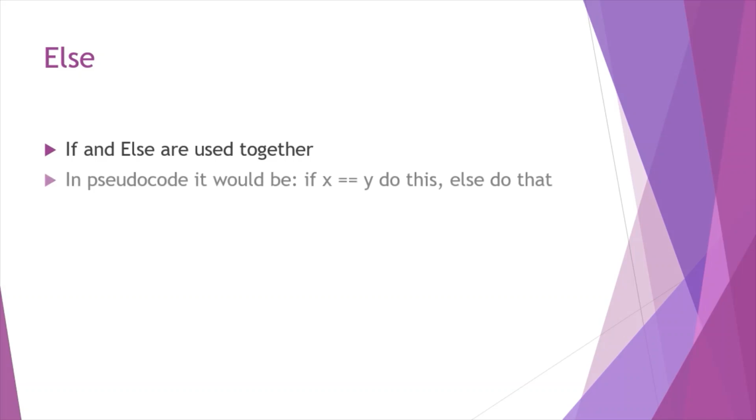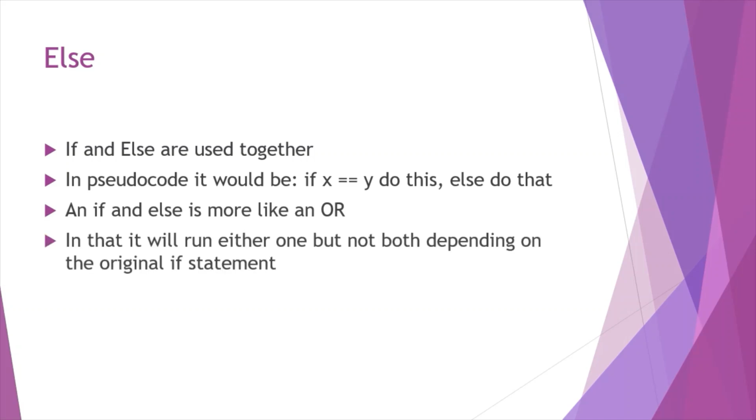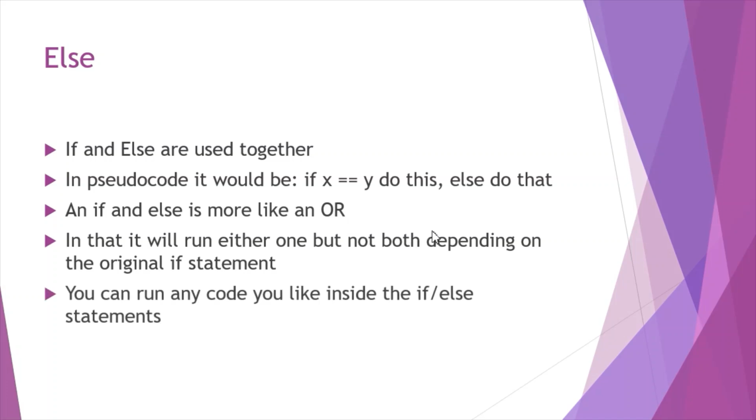So on to else. If and else are used together, or can be used together, you don't need to. In pseudocode, it would basically be if x is y, do this, else do that. So do this or do that, basically. And if and else it's more like an or, in that they will return either one but not both, depending on the original if statement. So it'll do this or it'll do that. It won't do both. You can run any code you like inside the if and else statements, but be aware they might not run if your if's not right.